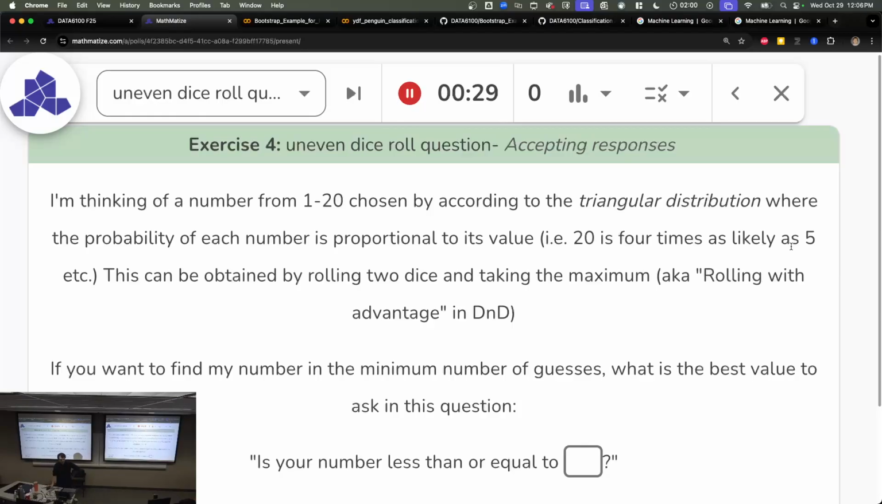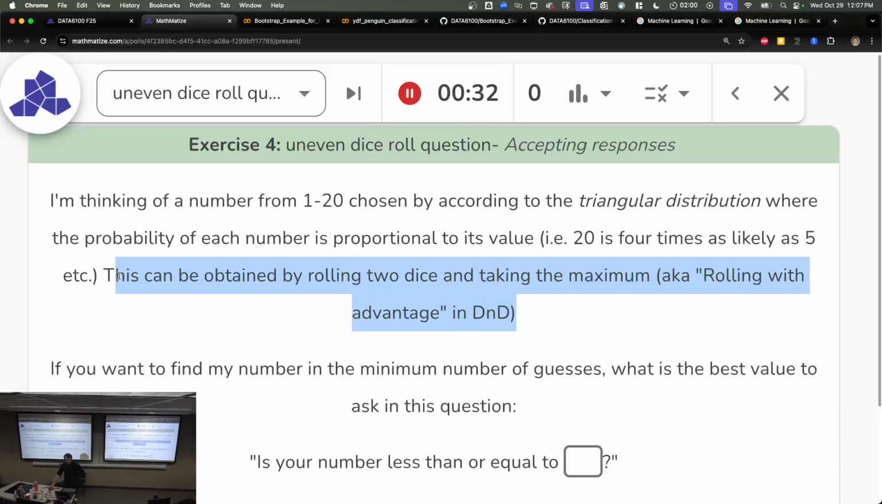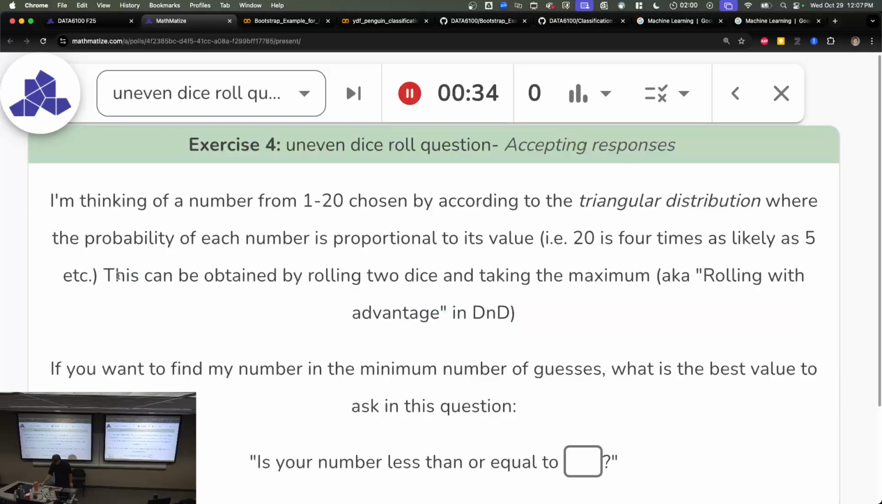By the way, how can you make the triangular distribution in real life? You take not one 20-sided dice, but you reach into your backpack and pull out your second 20-sided dice. Here is my second 20-sided dice. Now if I roll both dice together and take the maximum of these two numbers, that will be the number that is chosen, and it will have the triangular distribution. So the bigger numbers are more likely, and the bigger they are, the more likely they are.